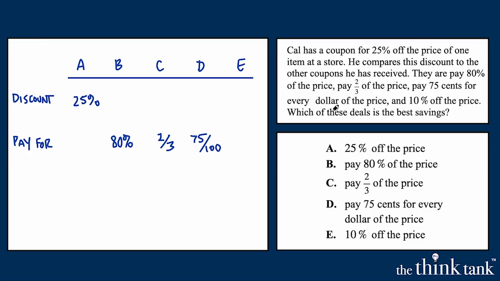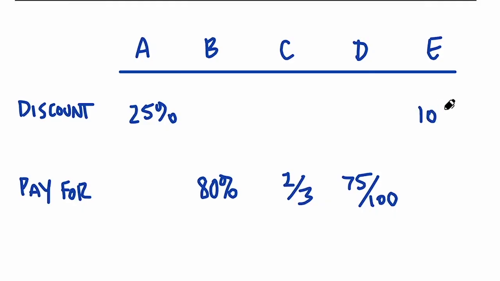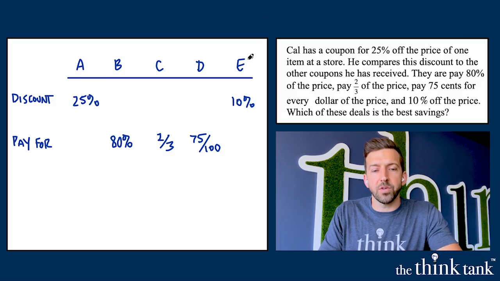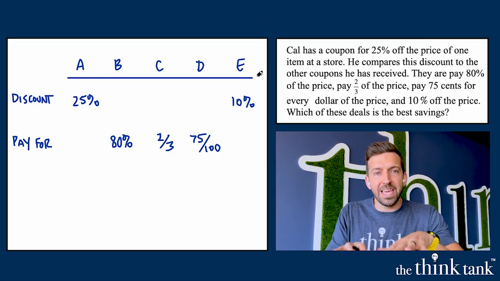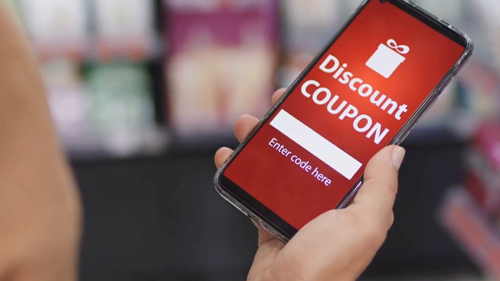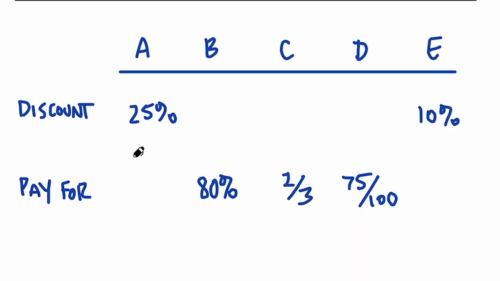Okay, and then option E says we get 10% off of the price. So that's a discount, so I'm going to write that in the discount row. And you see here, we've got to be careful about what they've actually told us because they haven't told us exactly the same way for every scenario. Now I want to compare everything in an apples to apples comparison. I think the easiest way to do that is to turn them all into pay for amounts down here.